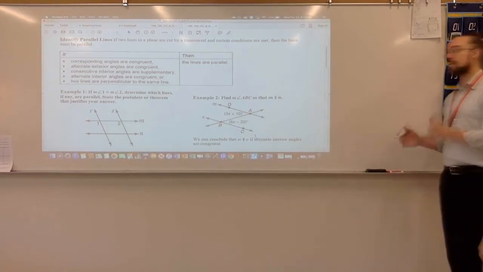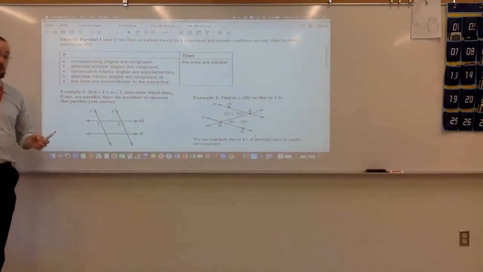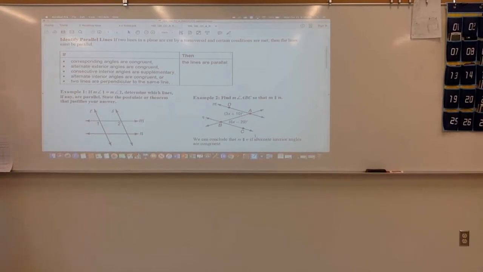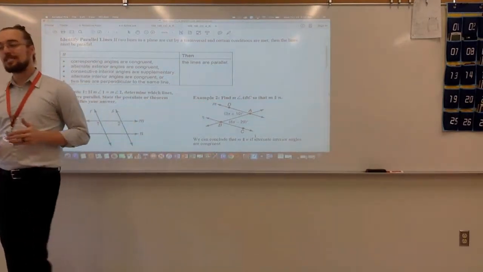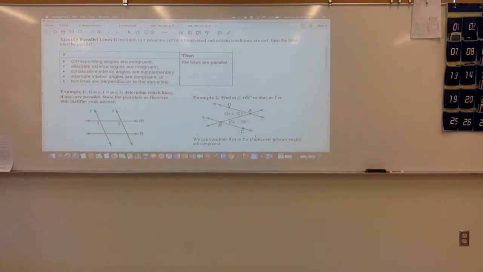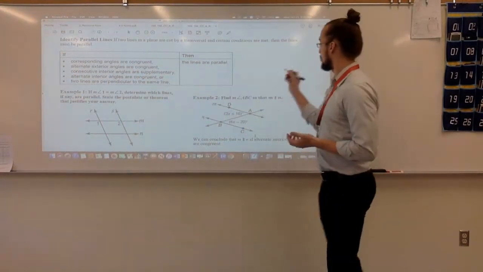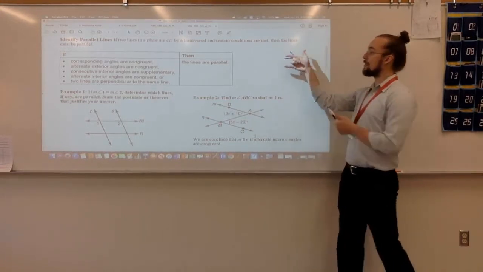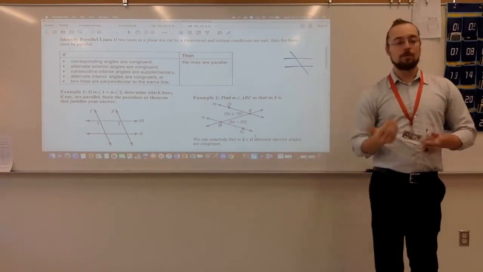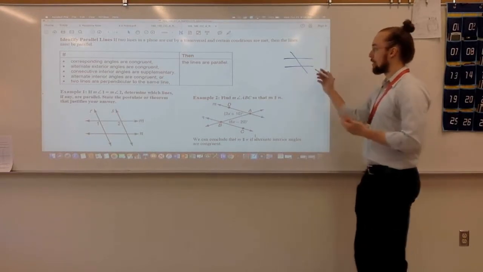Today, the final section in Chapter 2 that we're going to take a look at is really similar to Section 2.7, what we did two sections ago, where we were looking at two parallel lines cut by a transversal. In this section, we're just going to reverse our statements. We said if these lines are parallel, then a whole bunch of angle relationships happen.